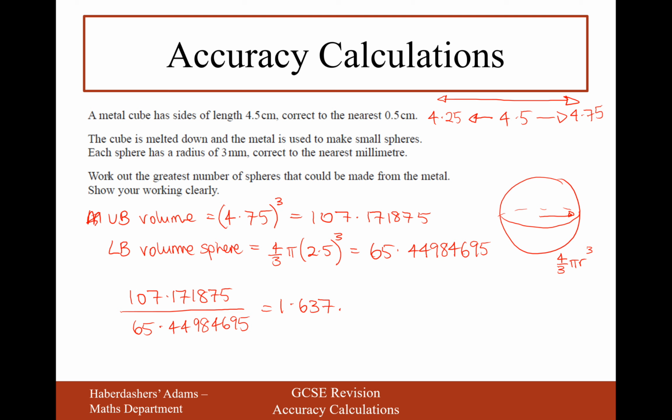So the question is, work out the greatest number of spheres that could be made from the metal. The greatest number of spheres is 1. Okay, so there we are, that's the answer to that question.